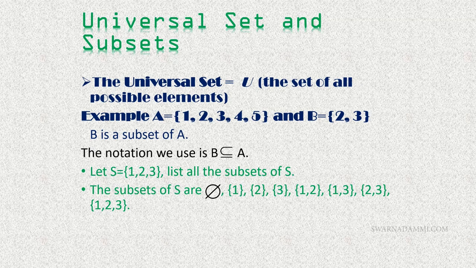If S equals {1, 2, 3}, the list of all the subsets of S is mentioned here: the null set, {1}, {2}, {3}, {1, 2}, {1, 3}, {2, 3}, and {1, 2, 3}. How many subsets? 1, 2, 3, 4, 5, 6, 7, 8. 8 subsets. We can mention 8 subsets.